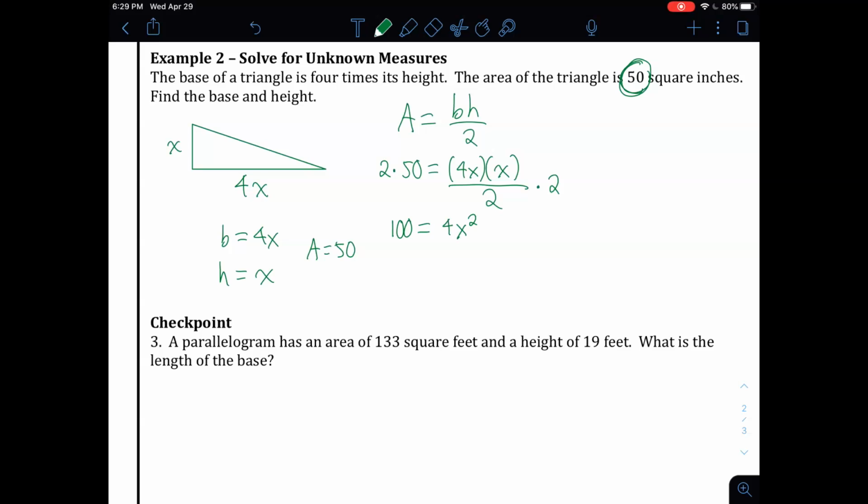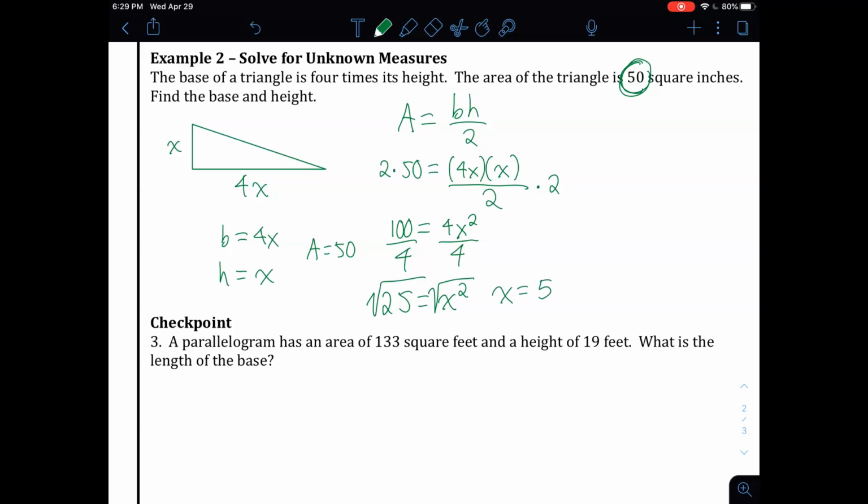All right. And we are looking for x. Now, how do we solve for x here? What are we going to do to get x alone? We're going to get rid of the 4 first. And how do we get rid of the 4? Instead of multiplying by 4, we're going to divide by 4. So we get 25 equals x squared. And now, you geometry students, how do we undo a square? We're going to do a what? Square root. So x is going to equal 5.